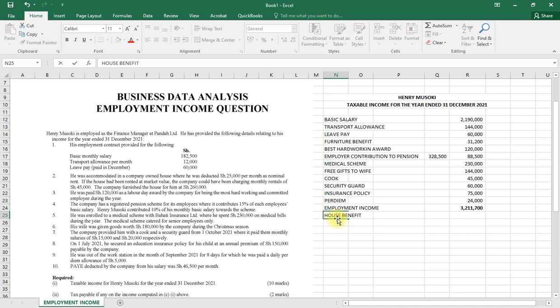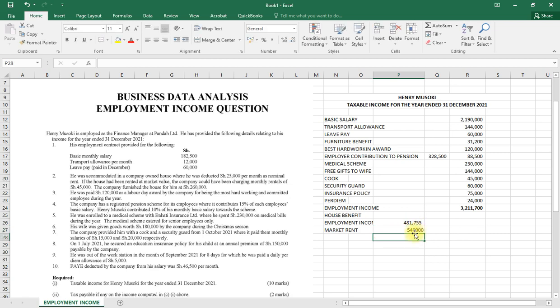and the house benefit is normally the higher of 15% of employment income. So I'll put employment income here, and I will take this value by 15%, because he is just a normal employee, and we compare with the market value of the rent. We are told that if the house had been rented at market value, the company could have been charging monthly rentals of 45,000. So this one will be 45,000 by 12 for the whole year if it was rented.